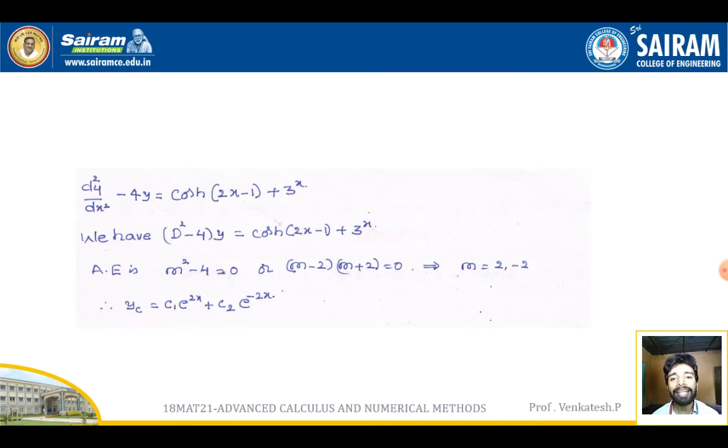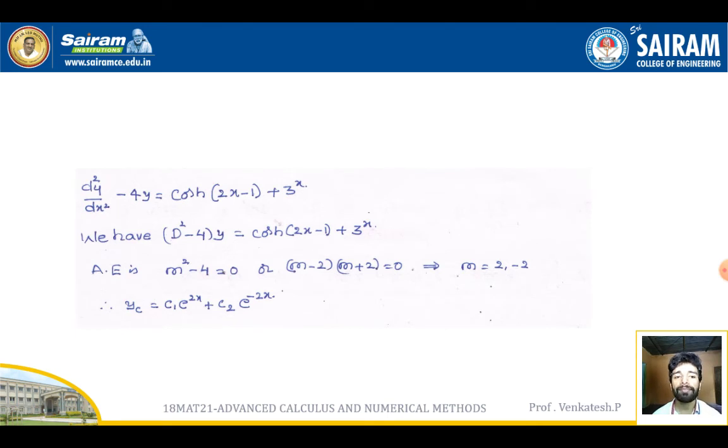And this 3 power x can be expanded like e power log 3 into x. So now, same thing as usual, make the auxiliary equation first, replacing all D terms by m. So the auxiliary equation will be m square minus 4 is equal to 0. On expanding this, I got m is equal to 2, minus 2 as the roots. So the roots are real and distinct. The complementary function will be yc is equal to c1 e power 2x plus c2 e power minus 2x.